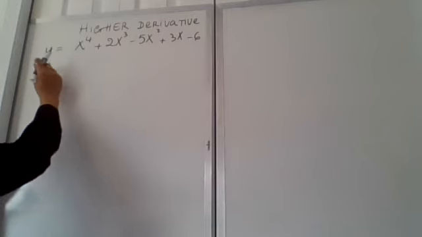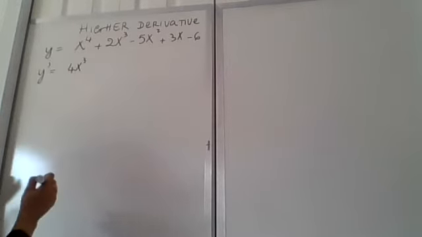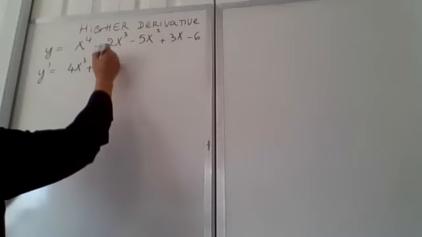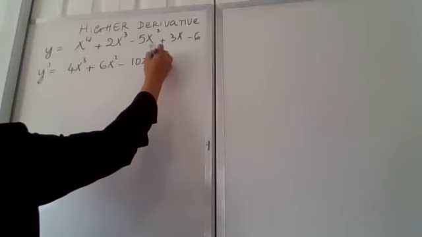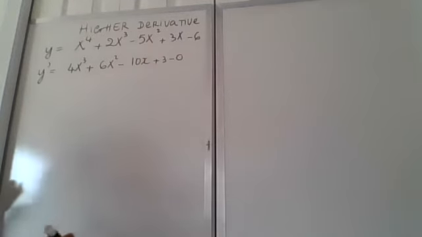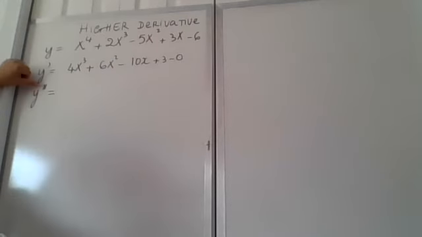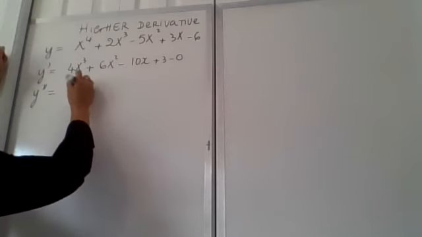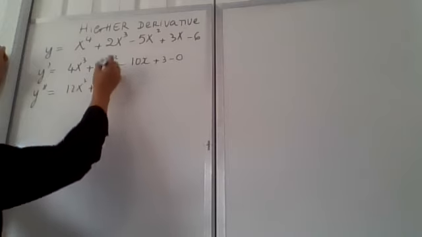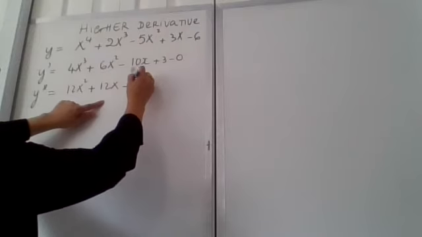So y prime, the first derivative: we take the derivative of x to the power 4, which gives 4x to the power 3, adding 3 times 2, which is 6x to the power 2, minus 10x plus 3 minus 0. This is the first derivative. Now let's take the second derivative, y double prime, and we do exactly the same: 12x squared plus 12x minus 10.